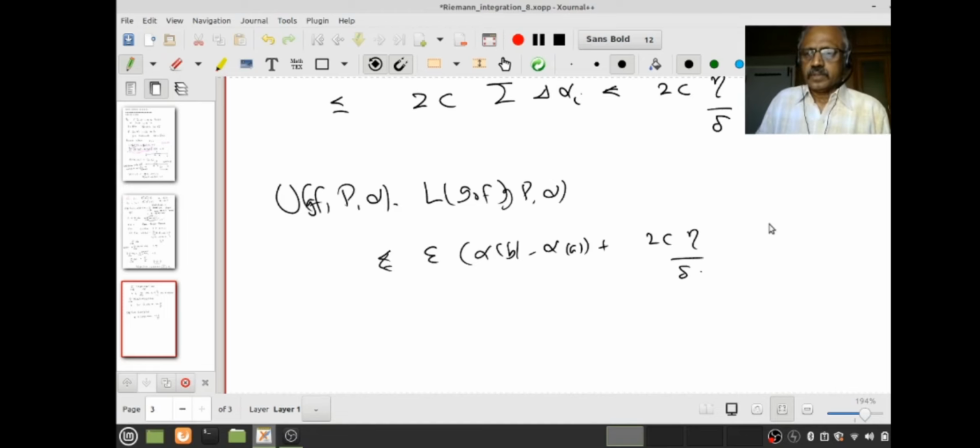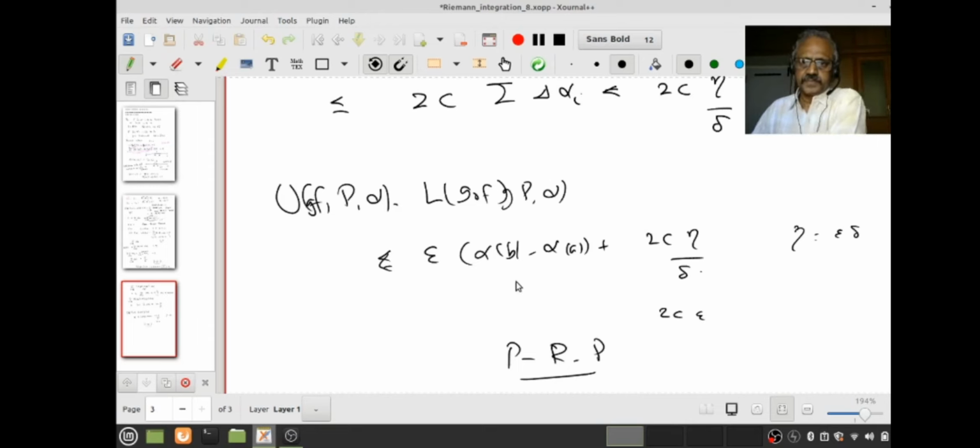So if I take something like eta equal to epsilon times delta, you can see the 2c and delta cancel, giving 2c of c epsilon. So I would have epsilon times 2c plus alpha b minus alpha a as an estimate for this. Pause, review, proceed. So we more or less got the how to a complete proof.